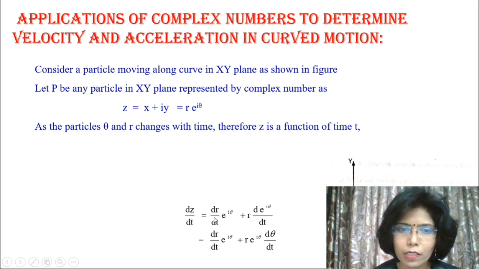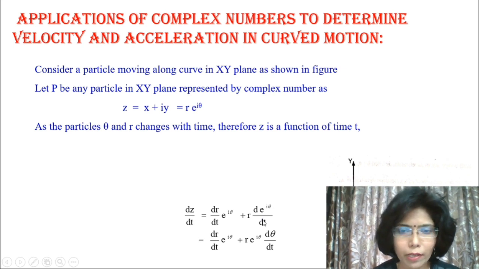So this is your u dash, r is your u, and e raised to i theta is your v. So first of all, we'll find out the derivative of r. So it is dr by dt. At that time, we'll keep v as it is, so e raised to i theta as it is, plus, now you will keep r, means u, as it is, so r as it is, and we have to differentiate this v with respect to t. That is d of e raised to i theta upon dt.